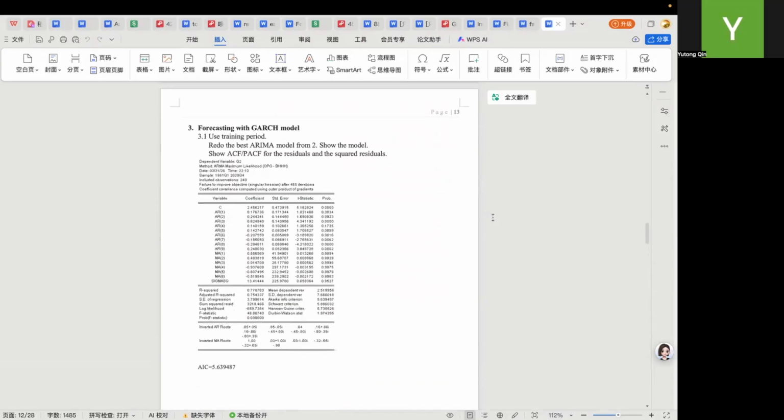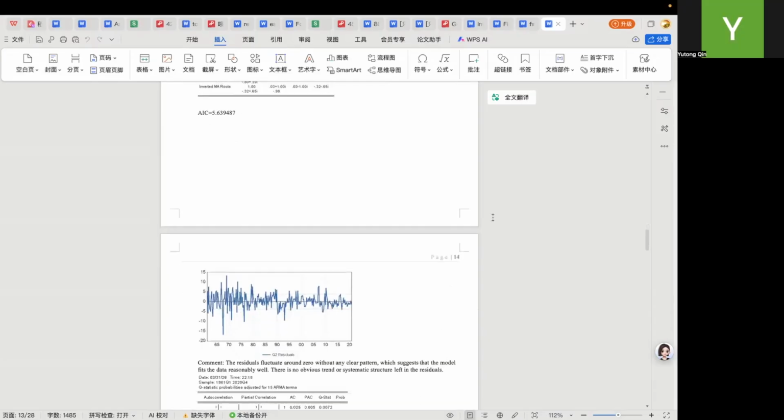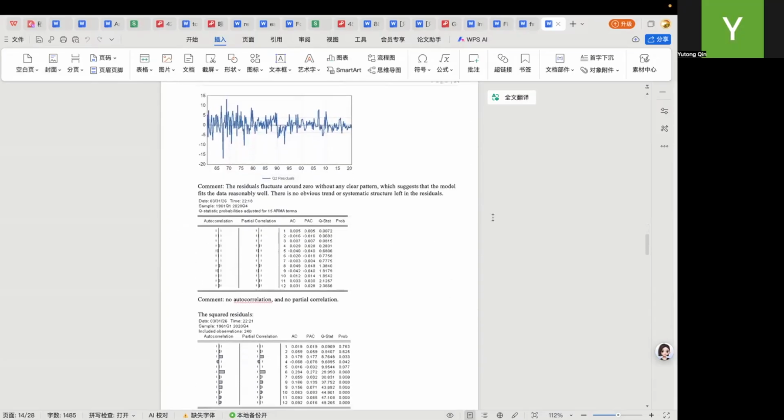Now I will talk about question 3, forecasting with the GARCH model. I use the data on Finland's investment growth. Firstly, we start with an ARMA model, and the model has an AIC of about 5.64, which suggests it's a reasonably good fit. Then we look at the residuals.